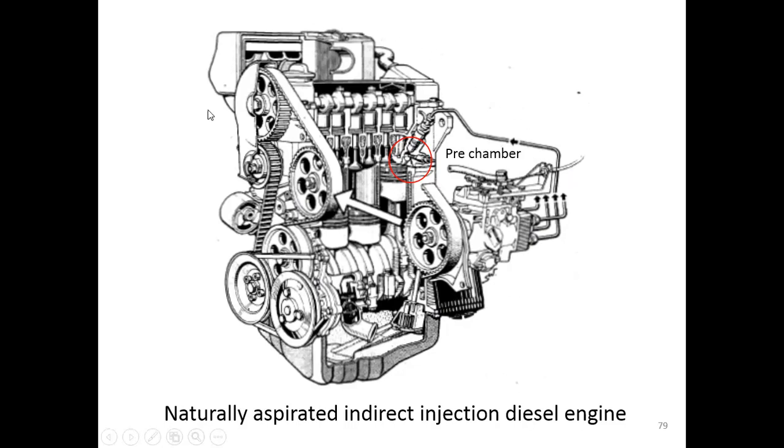Okay. So this picture shows you an indirect injection diesel engine. How do we know that it is an indirect injection diesel engine? Because if you look here, you see a pre-chamber. Whenever you see a pre-chamber, it means an indirect injection diesel engine.